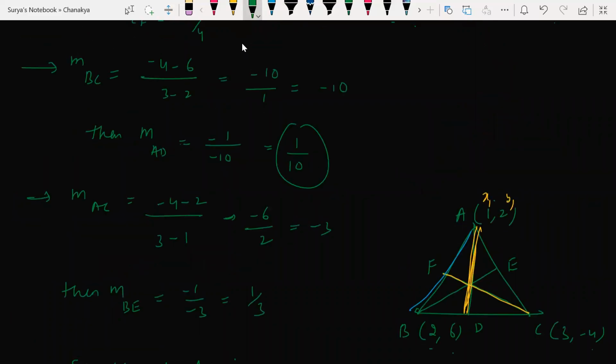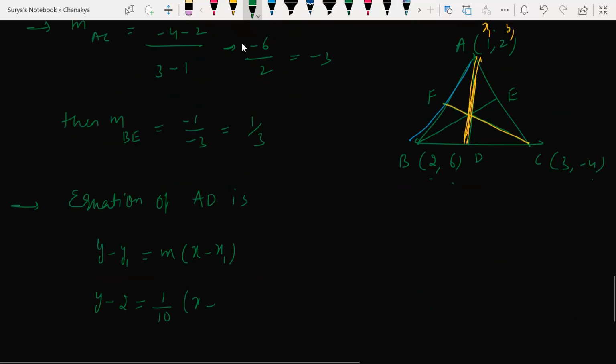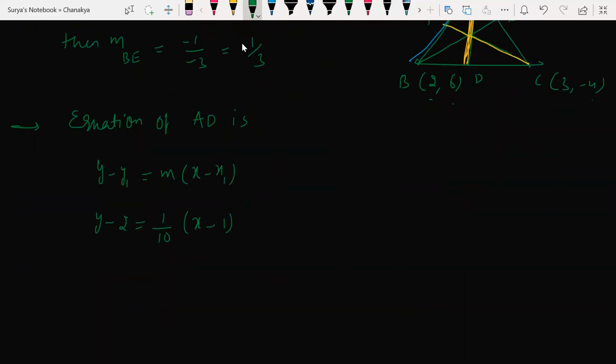1 by 10 or not? Yes, sir. So 1 by 10, I'm just substituting there. 1 by 10 into x minus x1, what is x1, beta? 1. Very good. So this is my equation of AD. So 10y minus 20 is equal to x minus 1.